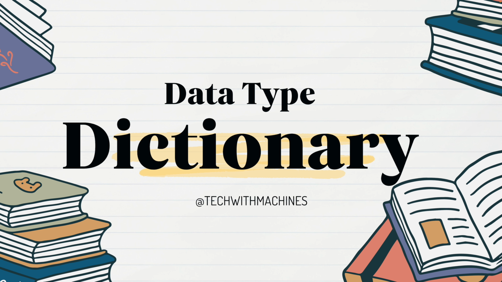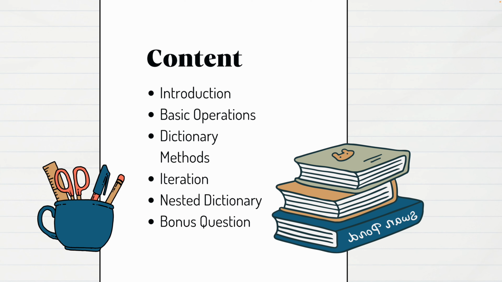Before we deep dive and go through the different concepts of dictionary, let me walk you through today's agenda. We are going to start with a very basic introduction, the operations in dictionary, as well as the methods which dictionary supports. Along with it, we will also talk about how to iterate over a dictionary and what a nested dictionary means. At the end of the video, I'm going to drop a bonus question which you can try, and in the next video I'll try to answer that.